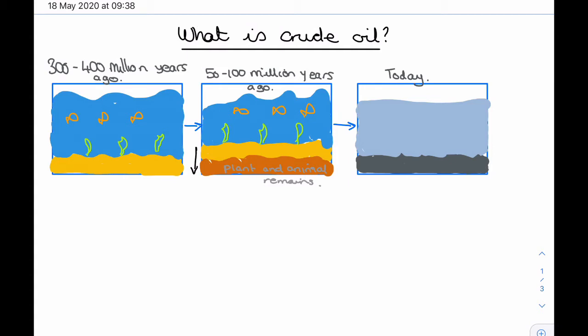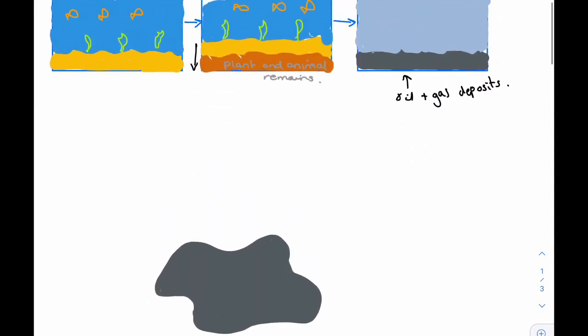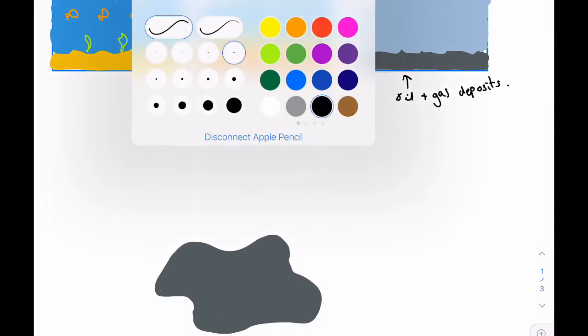So what happens is we've now got here our oil and gas deposits. So we can now mine down and collect this oil and gas, and a lot of it is called crude oil. So what is crude oil? Now if we just zoom into a bit of crude oil here, and I say, well, what's in it?